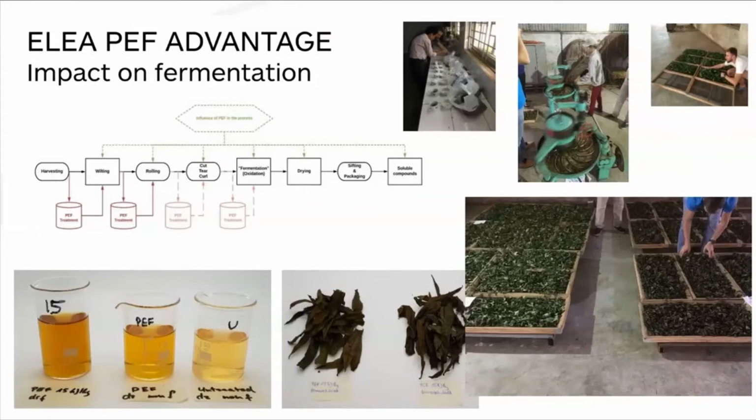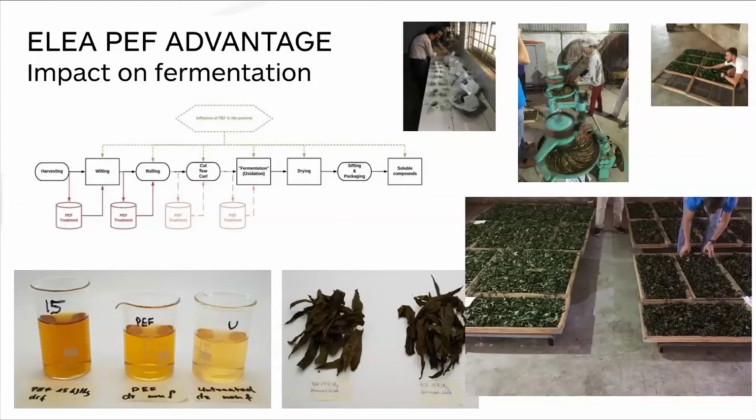and on the left hand image on the bottom you can see an untreated sample where it's quite a dilute colour. If you pulse electric field treat and then dry the leaves down, you can start to see that there's much more compounds being extracted from those leaves. If you pulse electric field treat and allow the product to ferment and then dry it down, you can start to see even more compounds being extracted.